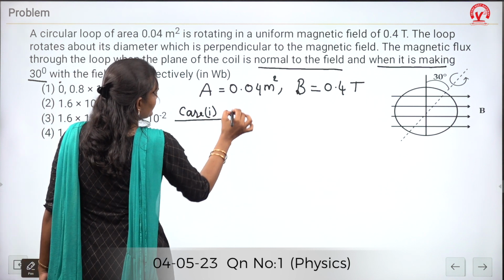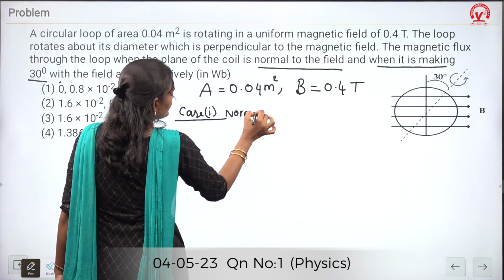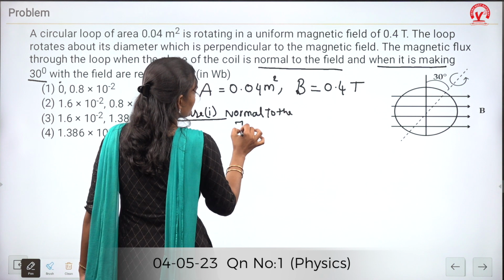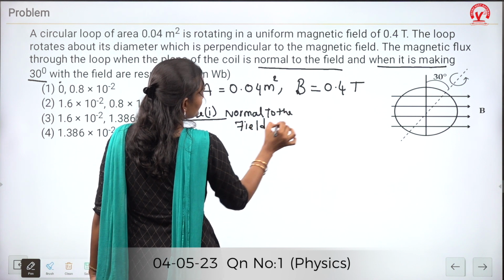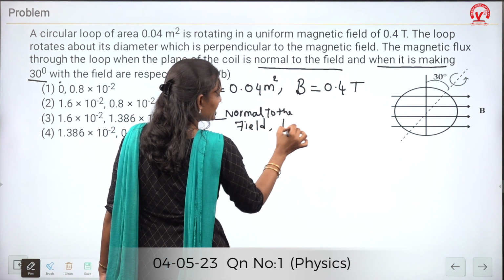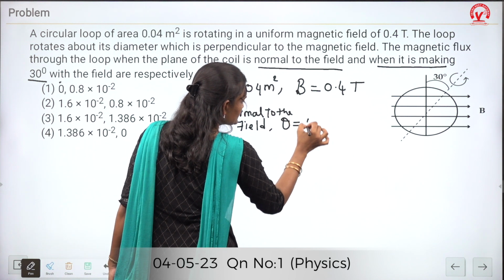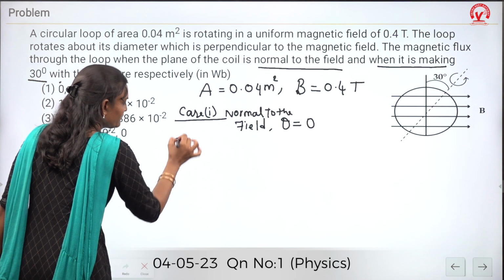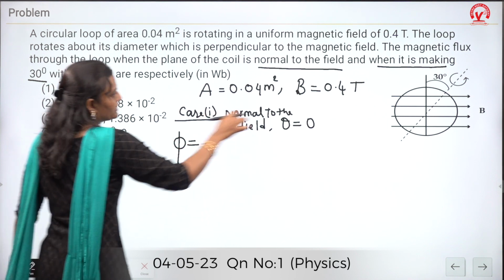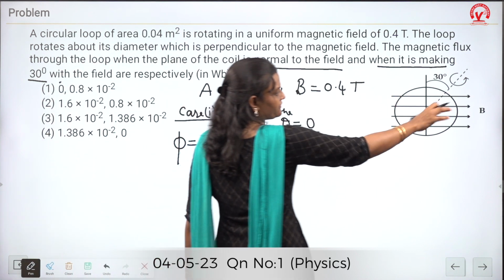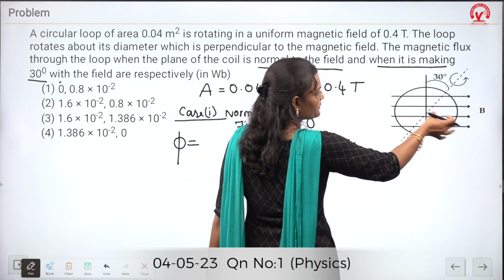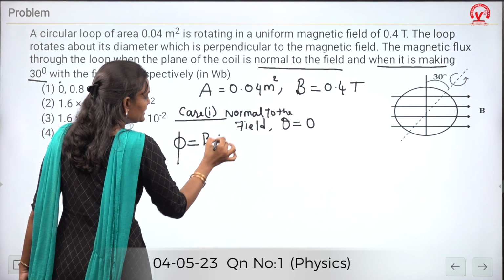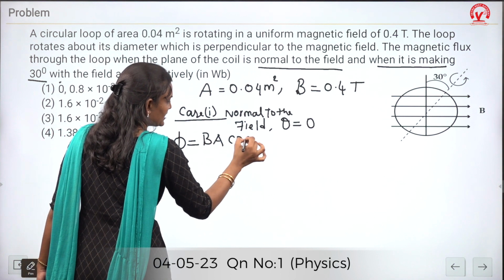normal to the field. Magnetic field is passing normal to the plane. So what does it mean by normal to the field? Normal or perpendicular means theta is equal to 0. So the formula for the flux passing through the plane surface area, the number of magnetic field lines passing through it, phi is equal to BA cos theta.